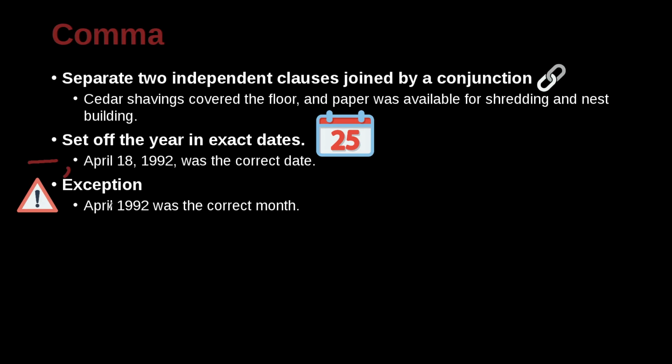Here's an exception. April 1992 was the correct month. This is not an exact date. So we're only separating it out when it is an exact date.